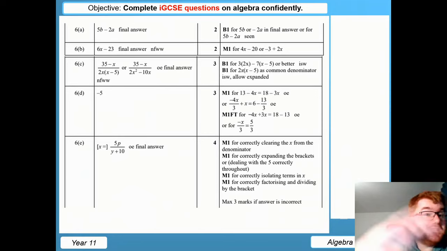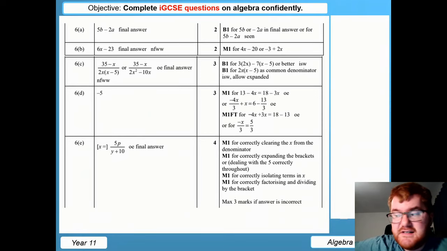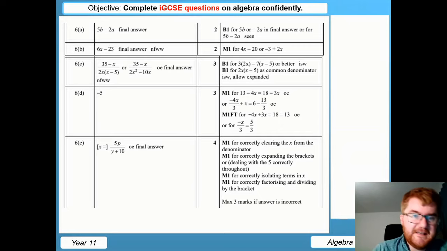Right, you can check all the answers that I've gone through in question 6E so far. And now let's move on to some factorising.